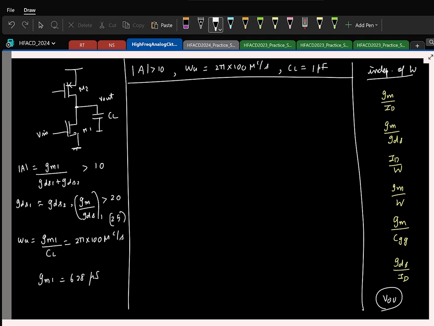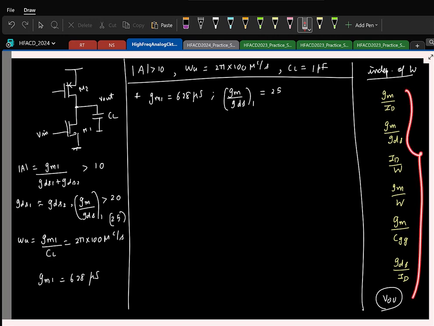As of now, I know the following information. From the specs, I have directly derived that GM should be at least 628 microsiemens, and I know GM by GDS of transistor M1 is around 25. Now for this transistor, I have to decide the drain current, the width, length, etc. So how do you suggest we use this lookup table we have?